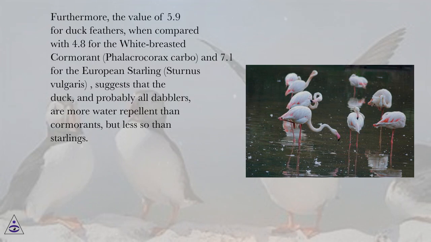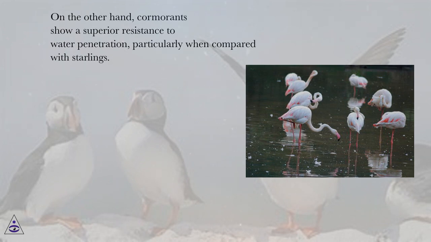Furthermore, the value of 5.9 for duck feathers, when compared with 4.8 for the white-breasted cormorant, Phalacrocorax carbo, and 7.1 for the European starling, Sturnus vulgaris, suggests that the duck, and probably all dabblers, are more water repellent than cormorants, but less so than starlings. On the other hand, cormorants show a superior resistance to water penetration, particularly when compared with starlings.